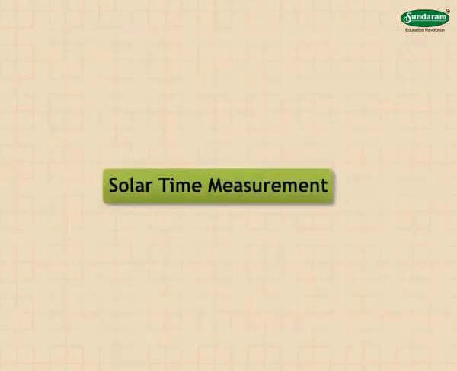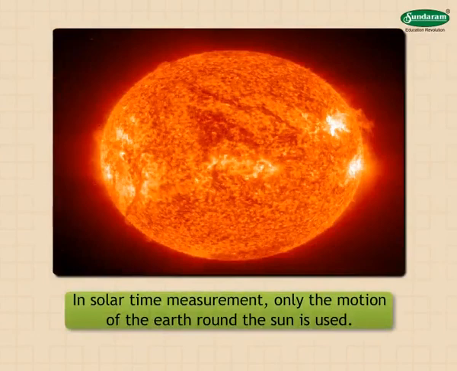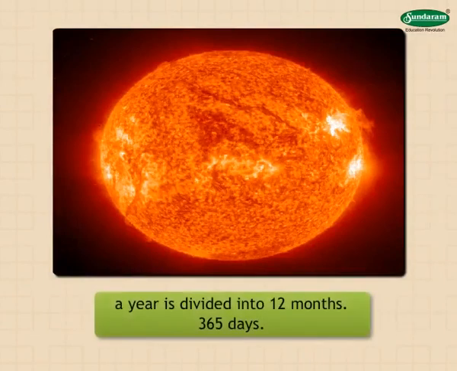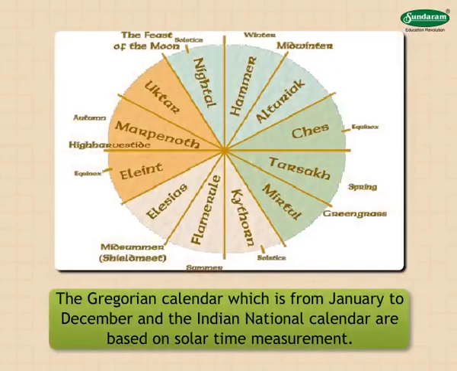Solar time measurement. In solar time measurement, only the motion of the earth round the sun is used. In it, a year is divided into 12 months. It has approximately 365 days. Note that the months here are not related to the motion of the moon around the earth. The Gregorian calendar, which is from January to December, and the Indian national calendar are based on solar time measurement.